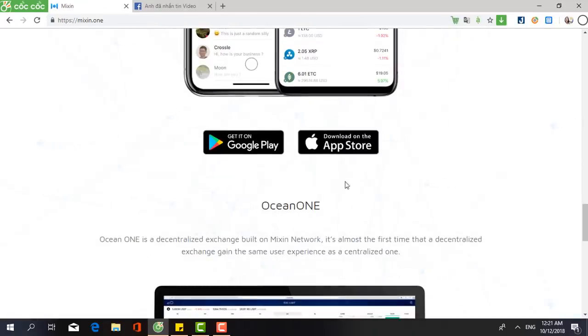Here is the link to get access to download Mixin Messenger to your smartphone. It has two versions, Google Play and App Store, which is very convenient for everyone.